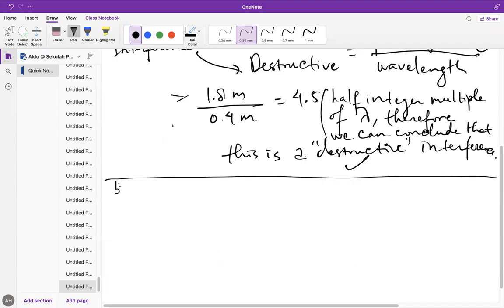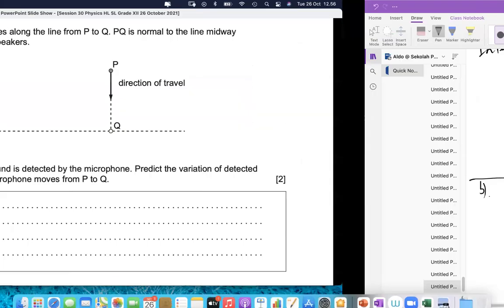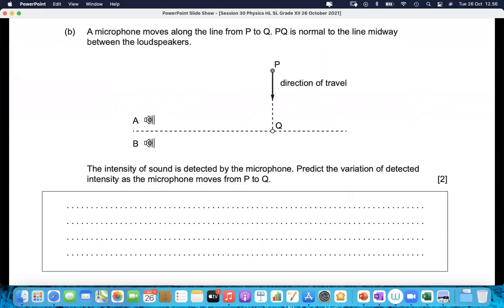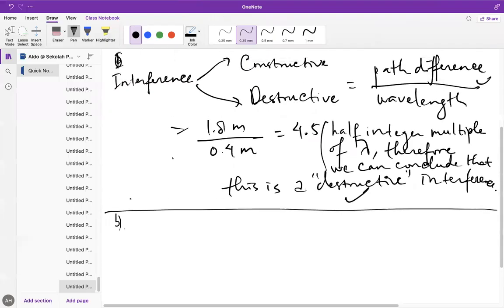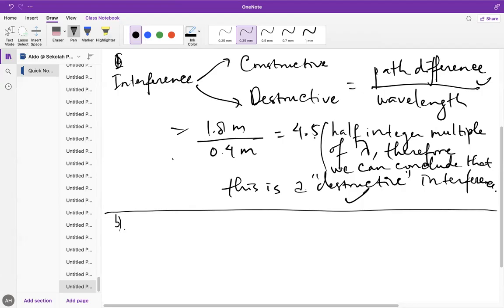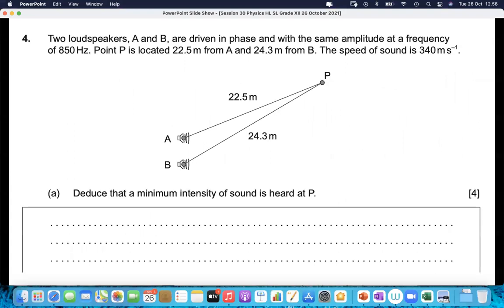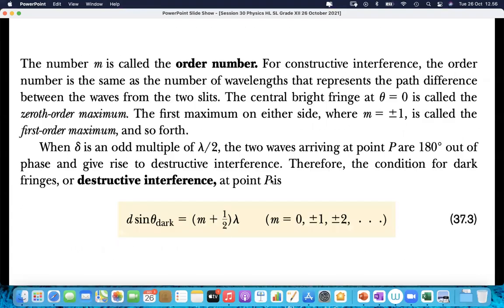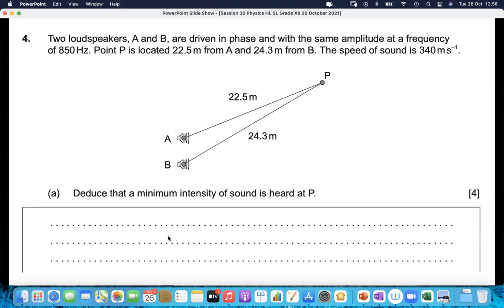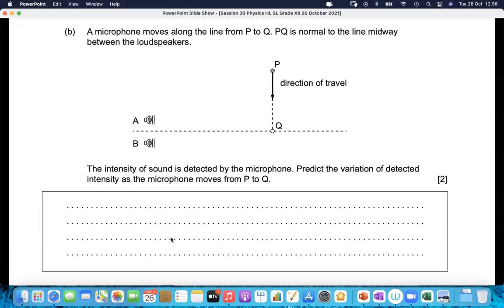Sir, why is it destructive? Because of this 4.5, there's a half element. Wait, how do you know that the half is? Oh, okay, I get it. Okay, that's okay. It's a good question. Thank you for asking, for the clarification.